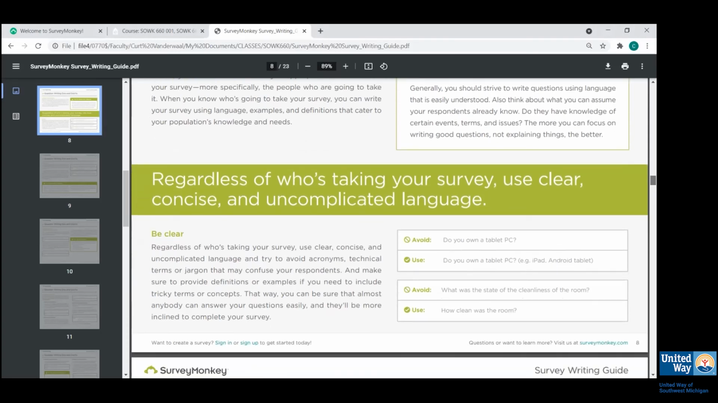So they give examples like, don't ask questions like, do you own a tablet PC? But to be specific, if you're going to ask that question, to give examples, or to avoid asking vague questions like, what was the state of the cleanliness of your room? Well, that's just convoluted language, and the word cleanliness is not necessary. So how clean was your room? Making things short and clean and clear is really important.